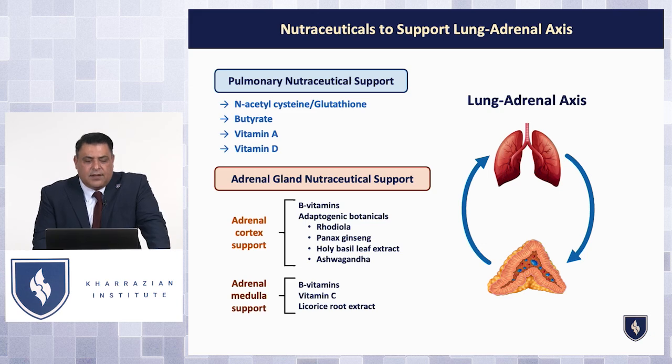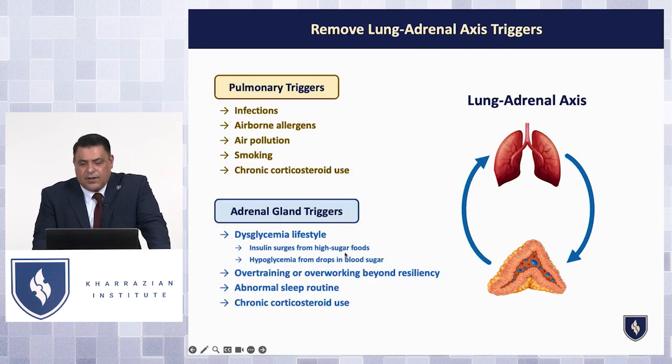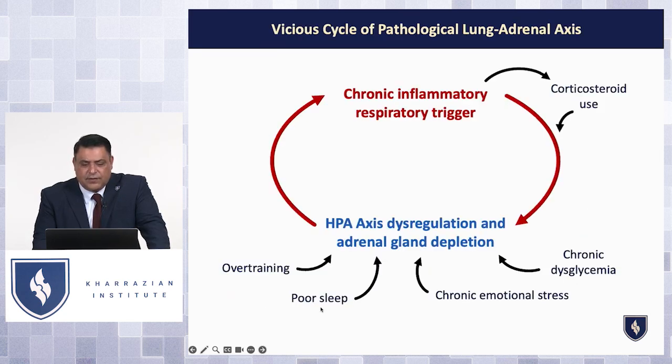And then obviously there are nutraceuticals you can use if you suspect their blood sugar symptoms are off or they need some adrenal gland support. B vitamins can be really critical. Using adaptogens to help regulate their adrenal function can be very useful for those types of patterns as well. Okay, and then this is a diagram that says: remove their triggers. Adrenal triggers are going to be chronic dysglycemia, lifestyle or overtraining, not getting enough sleep, and too much corticosteroid use. Those are the variables you have to look at.